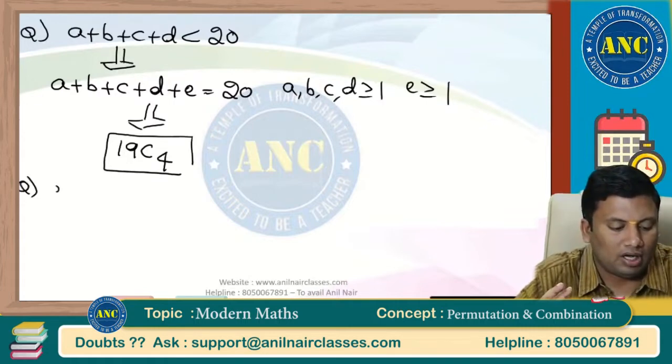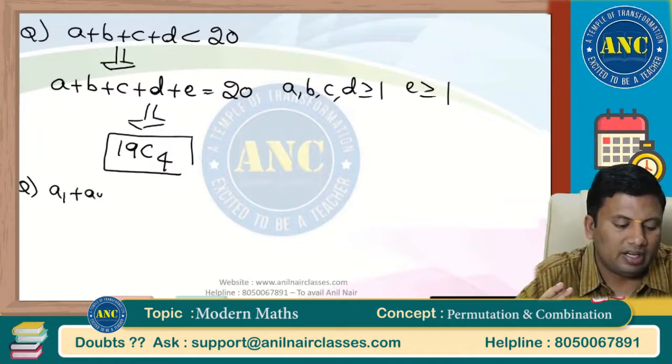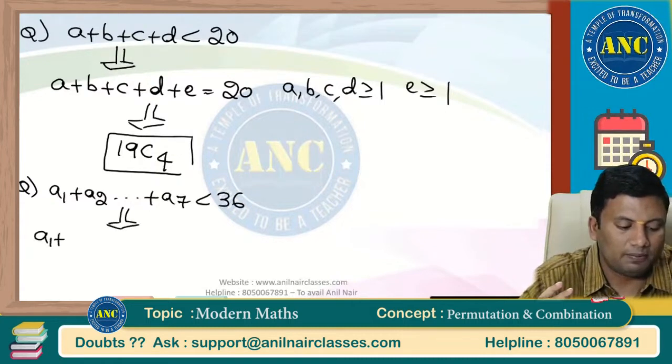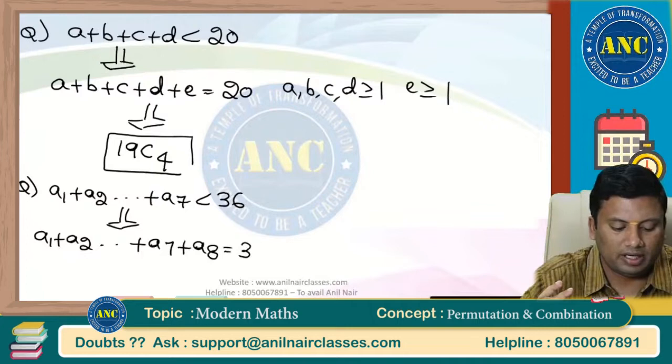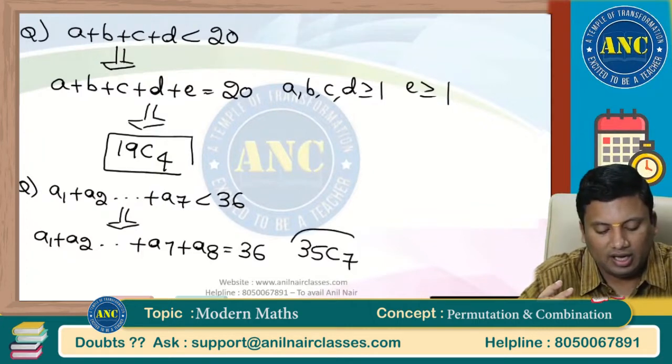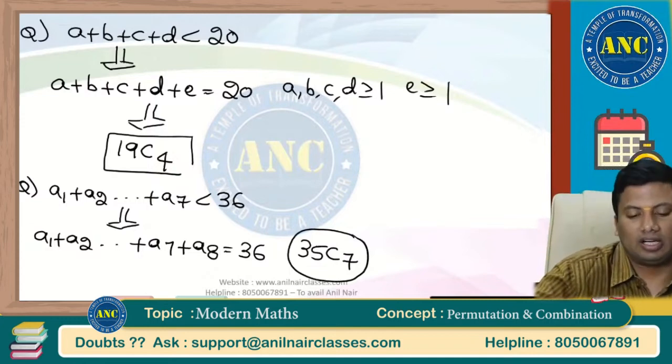One more model of this question. A1, A2 till A7, it is less than 36. So these are nothing but A1 plus A2 till A7 plus A8 equal to 36. Answer is 35C7.